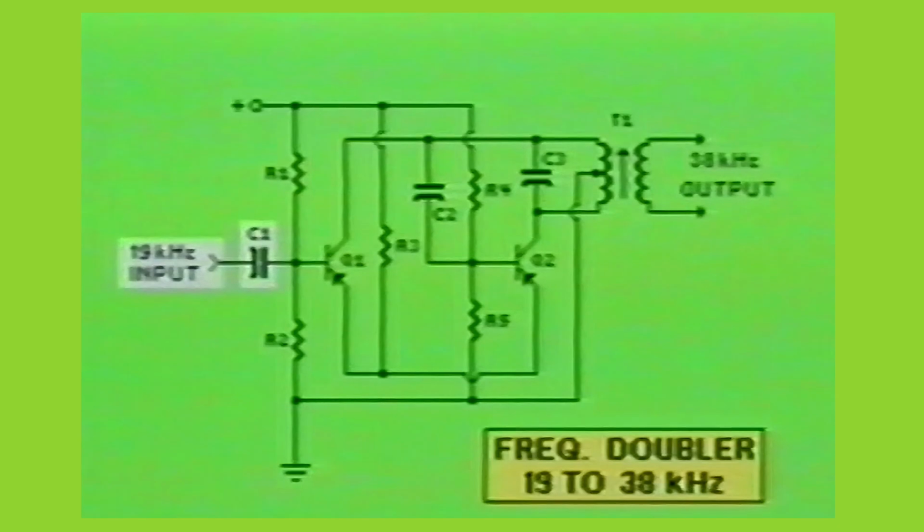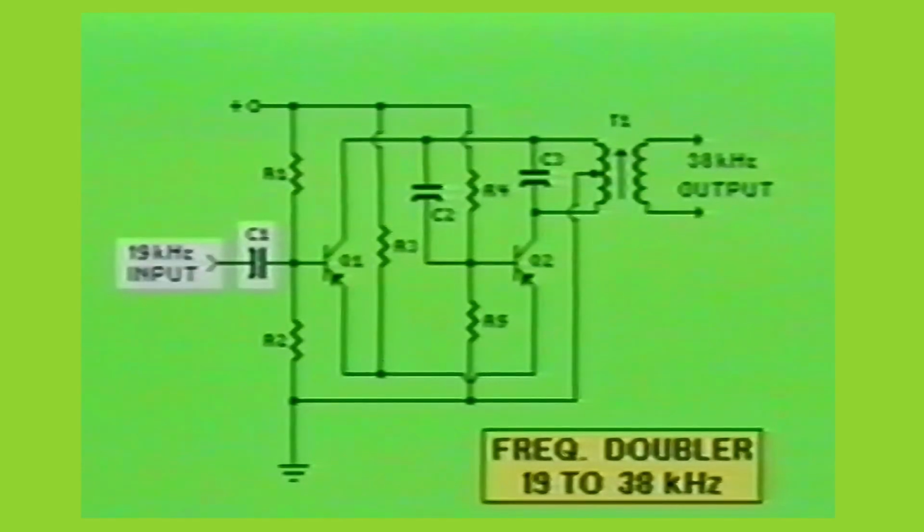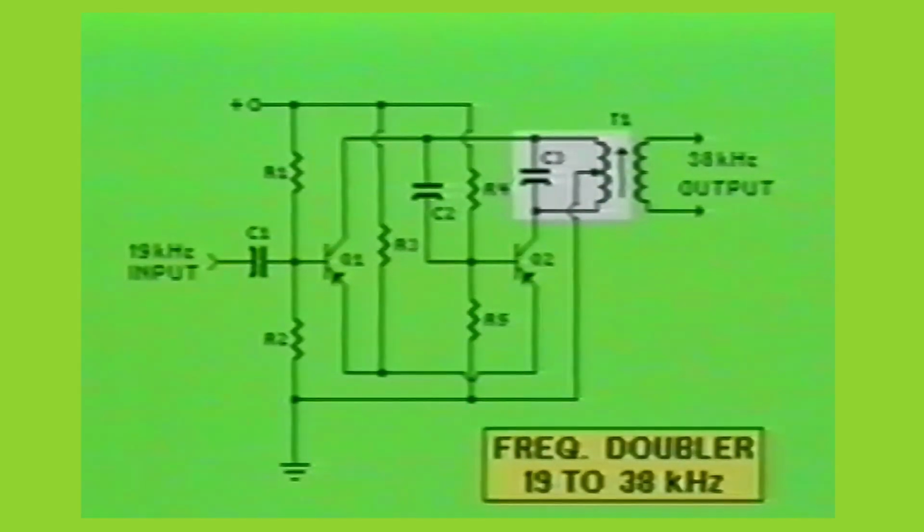Notice the 19 kHz input and coupling capacitor C1. This multivibrator circuit is actually able to lock in on the incoming frequency of 19 kHz and produce an in-phase output with the input signal. Also notice that the load resistor on transistor Q2's collector has been replaced with a tuned tank circuit consisting of capacitor C3 and T1's primary coil, which is resonant at 38 kHz. The secondary of T1 provides the double frequency of 38 kHz to the next stage of the receiver.